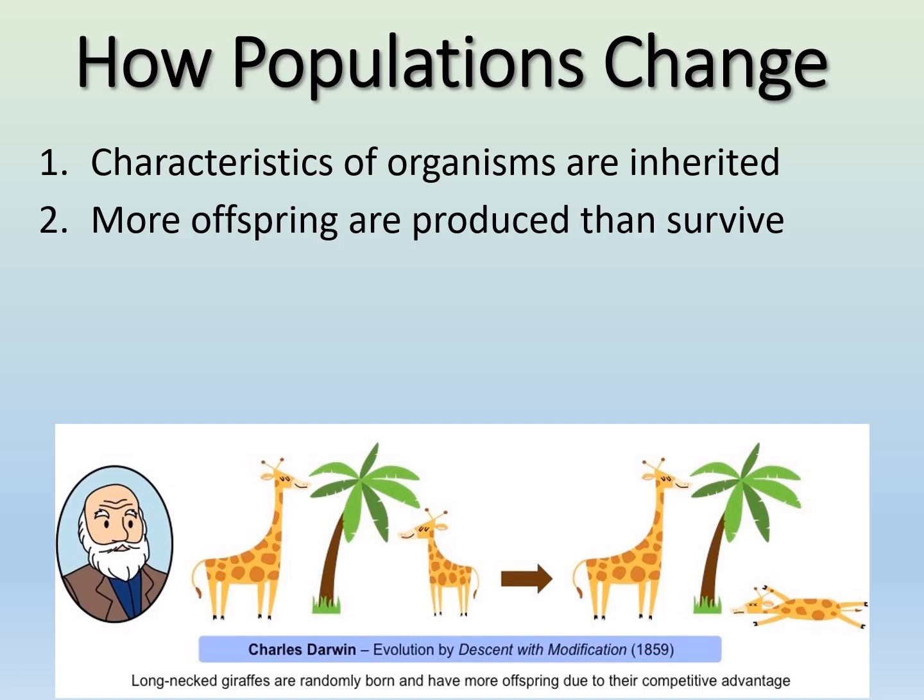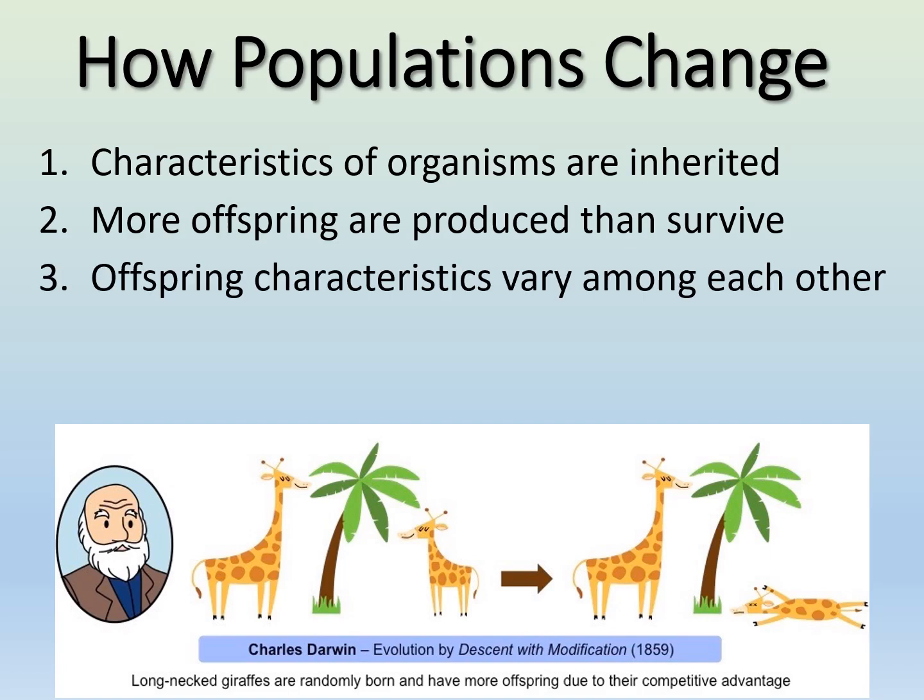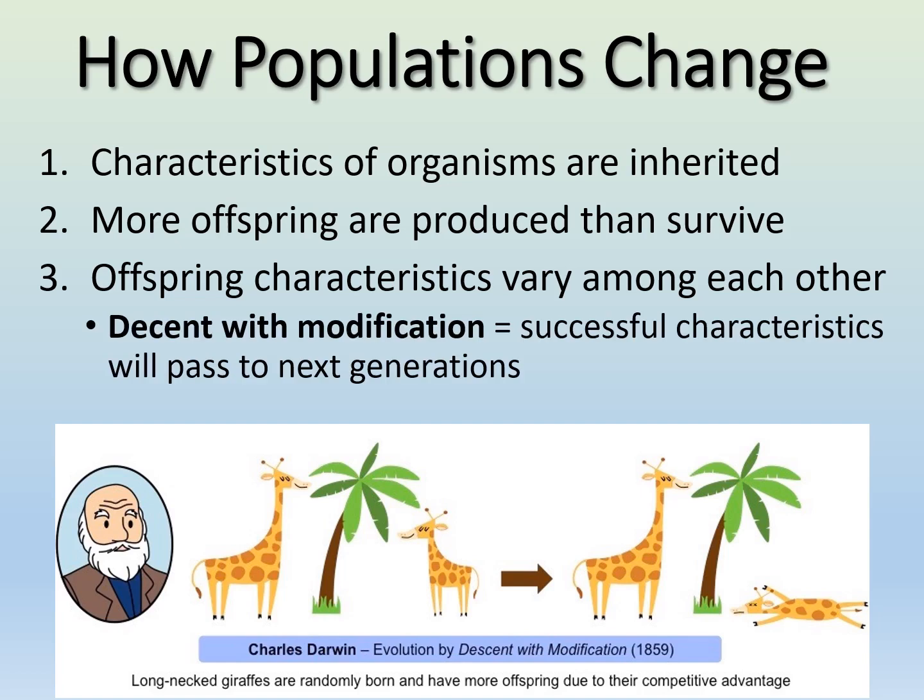There's always going to be more offspring produced than survive, which then leads us to competition, and competition for survival. Now, the offspring characteristics are going to vary among each other. So now we know why, and we know about genetics and inheritance. We're going to have variation in our gametes, which is going to give us variation in our offspring. So this whole theory is really called descent with modification, meaning that those successful characteristics, in whatever environment that may be, are going to pass to the next generation. It's not going to pass to every offspring, but the ones that do get the characteristic are going to then be set up for more success.